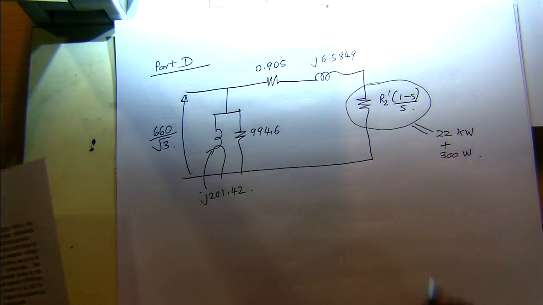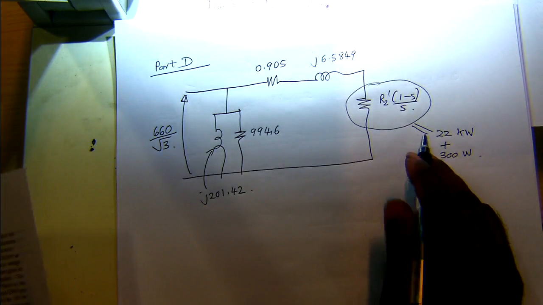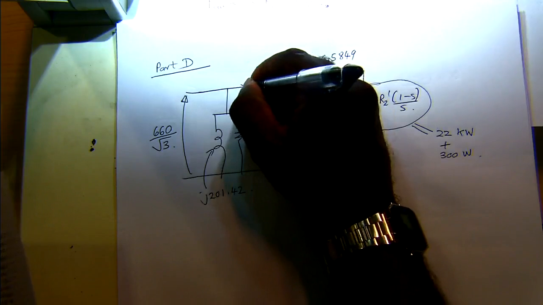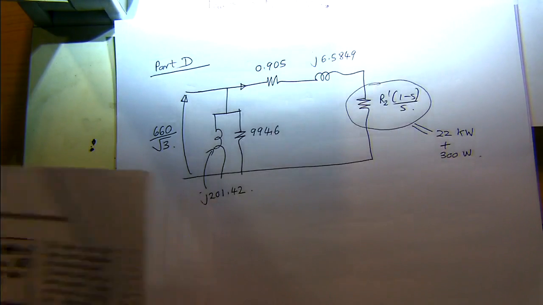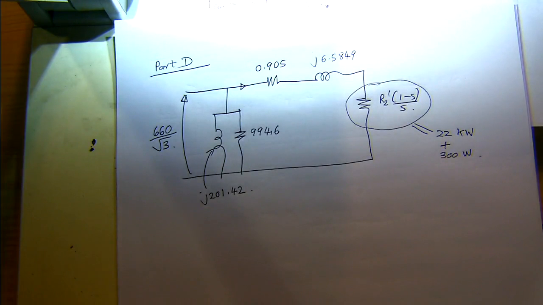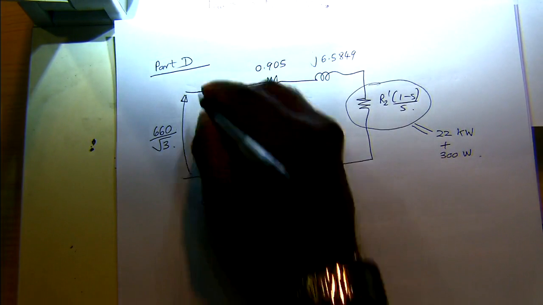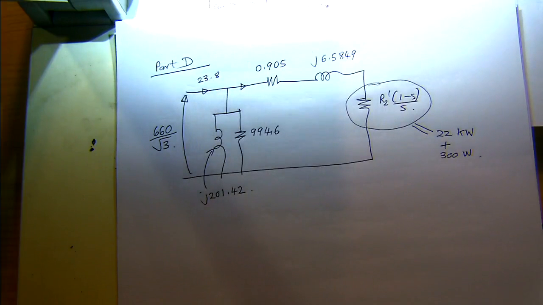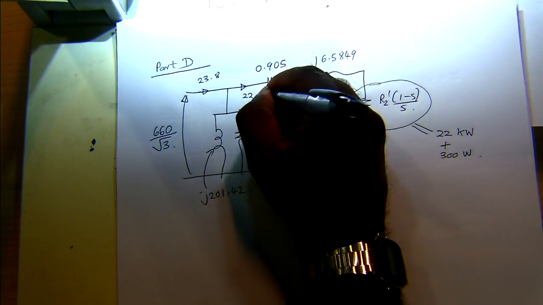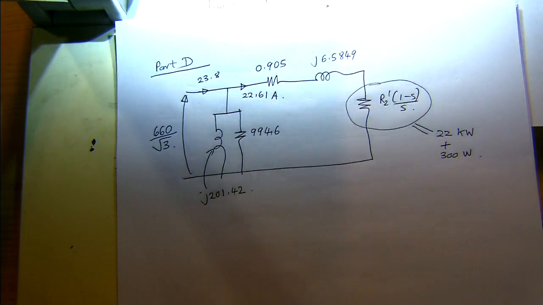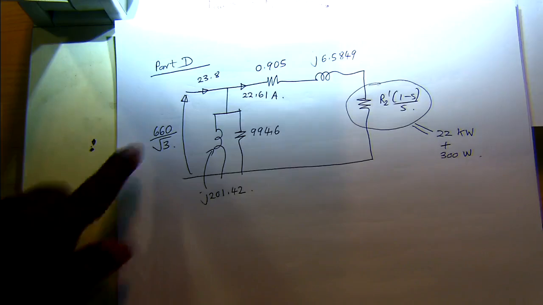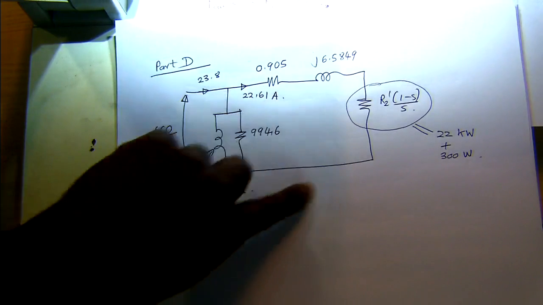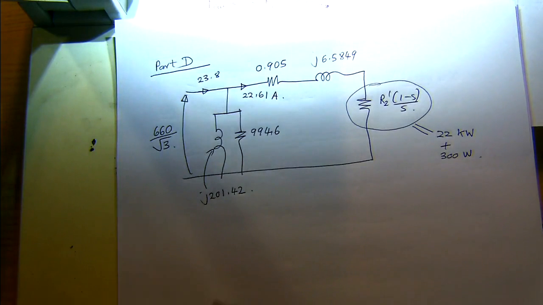So here, initially we assumed that the current here is 23.8. So here it's 23.8, and then we found the other current as 22.61, right? That's like 95% of this particular current. We assume that's in this branch. So these are all phasor quantities.